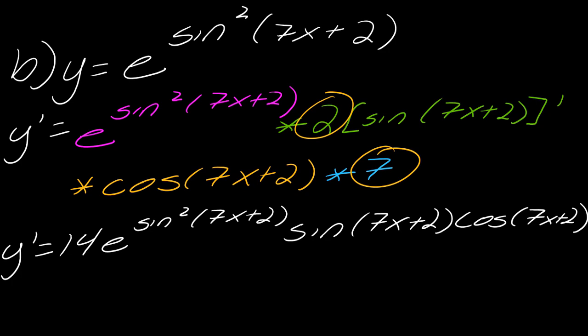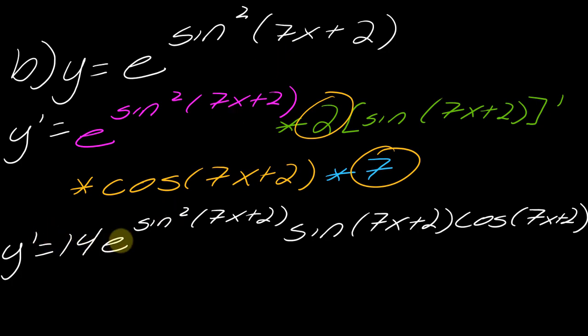Just for fun, I looked up what a derivative calculator would do with this problem, and they just switched the order of the cosine and the sine, so it doesn't matter what order you have these in. Remember, multiplication is what we call commutative, so you can multiply things in any order that you want.